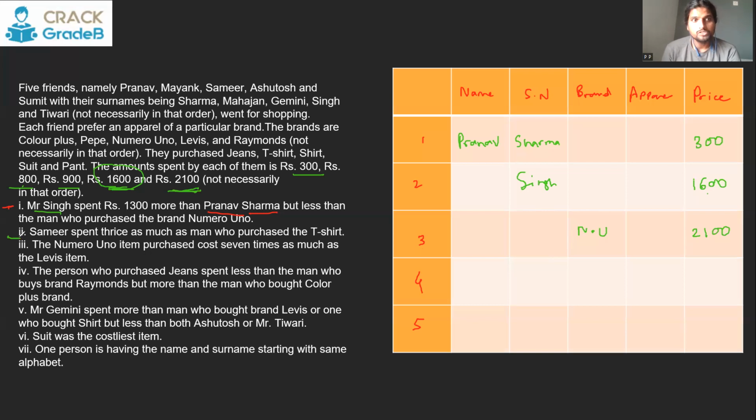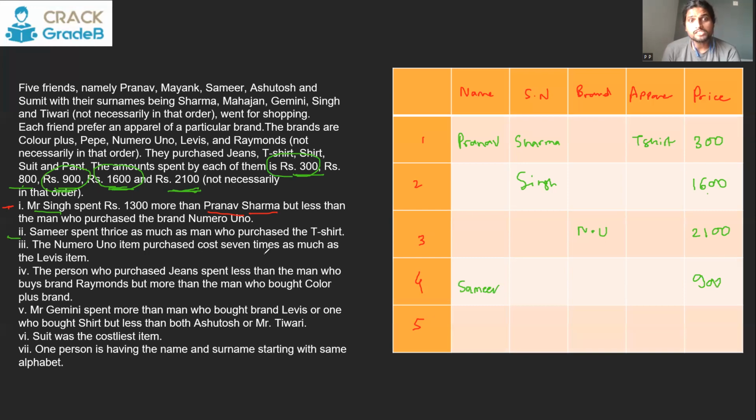Second statement. Samir spent thrice as much as the man who purchased the t-shirt. Thrice relation, we can only observe between these 2 figures. 300, 3 times is 900. So the person with 300 is the one who bought the t-shirt. And thrice of him, that is 900, is spent by Samir. So this person's name is Samir.